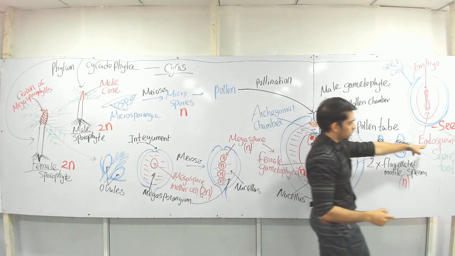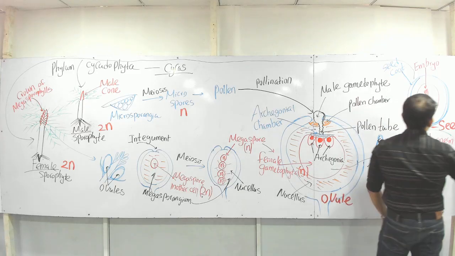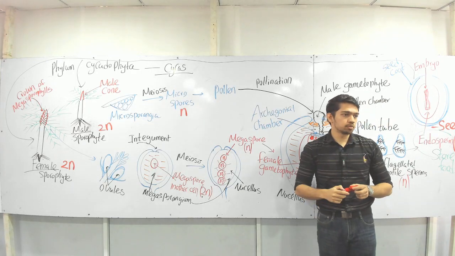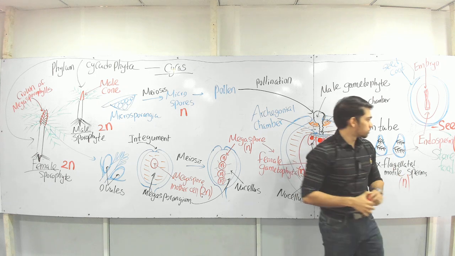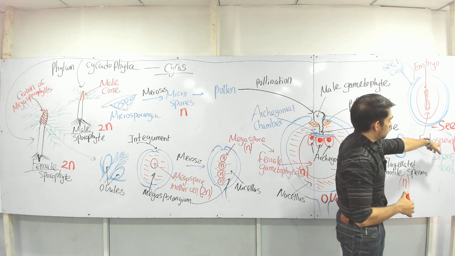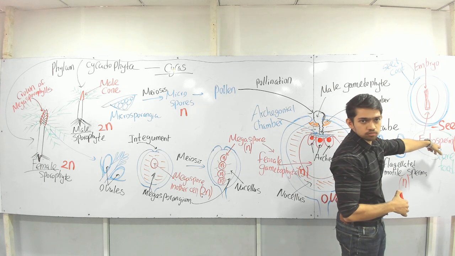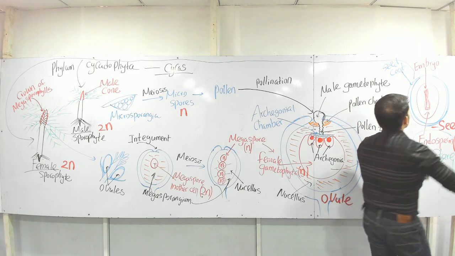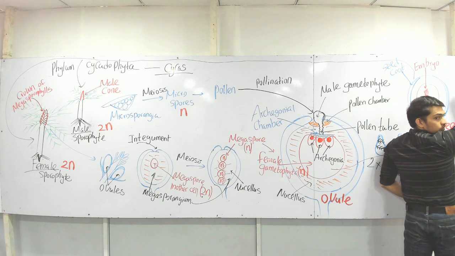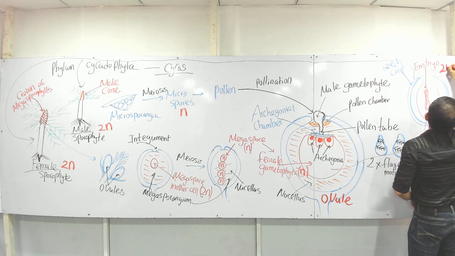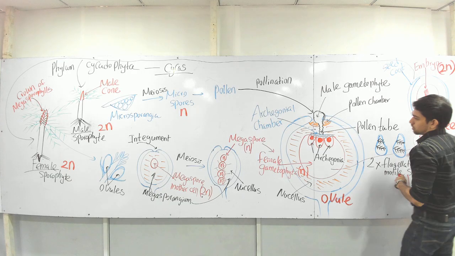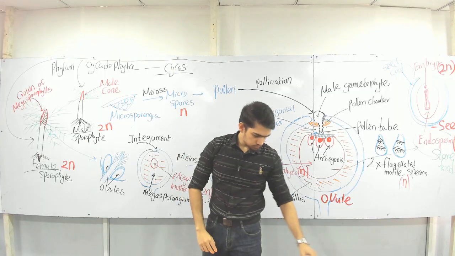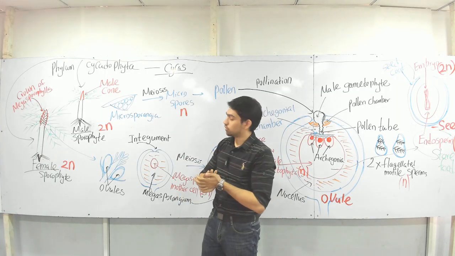What becomes the endosperm? Female gametophyte. Haploid. Endosperm is haploid. Very important MCQ point. Cycas endosperm, haploid. Okay. Embryo, diploid. Big phylum Cycadophyta. Cycas.